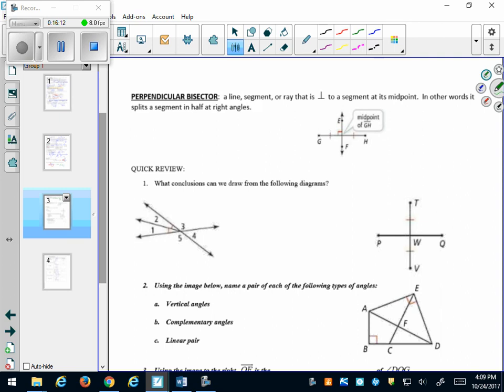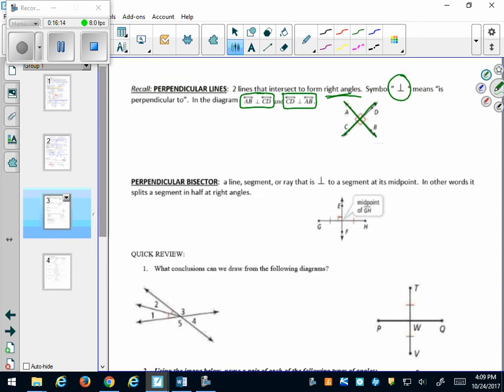Perpendicular bisector then. So now we're combining some vocabulary words. A bisector divides an object into two congruent pieces. Well, a segment bisector can go through the segment at any angle. This is a bisector. But there's a special type of bisector called a perpendicular bisector. If you straighten out this bisector, that's the bisector.